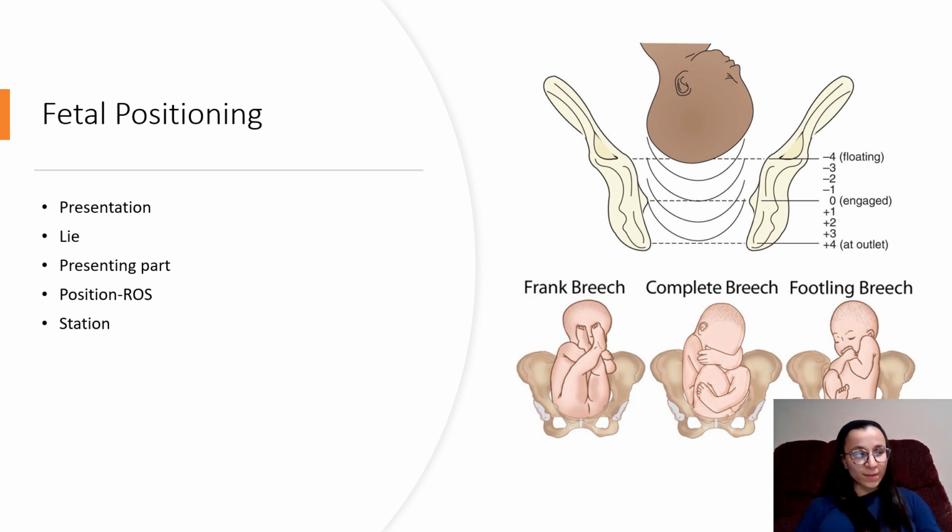Station is basically how far the fetus's head has descended into the canal you see over here on the top. So it starts from negative 3 or 4, and then it goes to positive 3 or 4. 0 means it's engaged. It's at the ischial spine, and it's considered engaged. Plus 4 or 5, like over here, it's considered crowning. You see the baby's head, it's coming out.